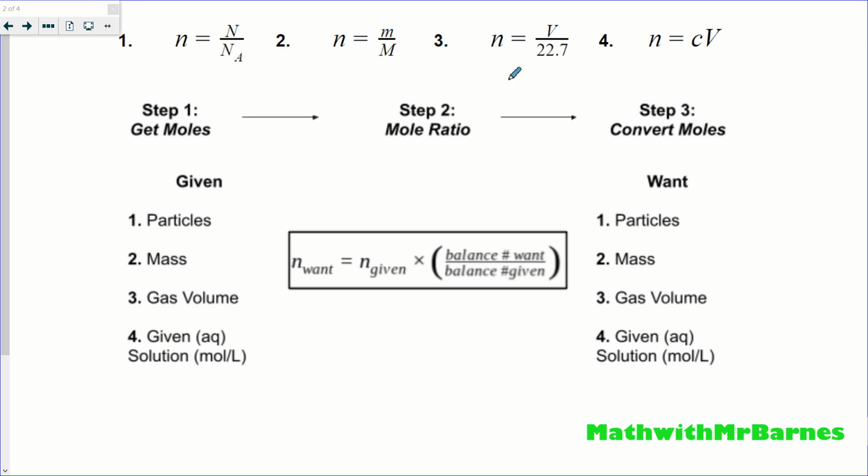So basically, any stoichiometry question is going to follow the same pattern: get moles, mole ratio, and then convert moles. You just got to figure out what you're given and then what you want. So if you're given particles, mass, gas volume, or aqueous solution, you got to figure out which one of these four formulas you're going to use, and then take that moles and convert it to the moles of the want, and then convert to whatever it is we want: particles, mass, gas volume, or concentration of the solution. So let's go ahead and try a question, and let's see how it goes.